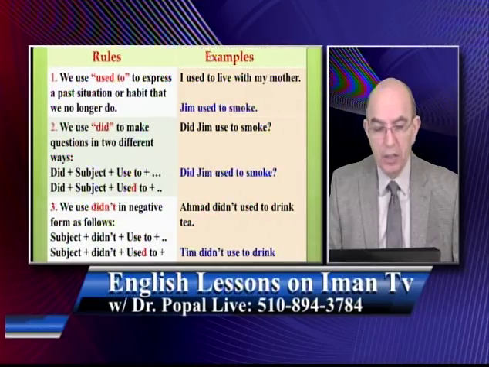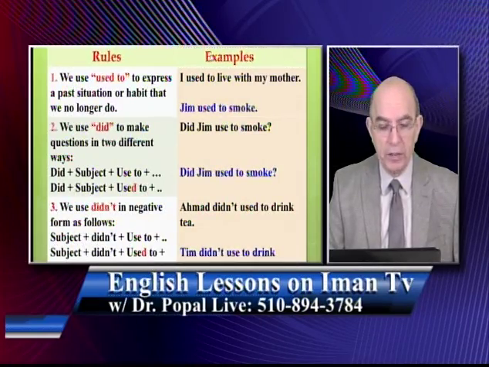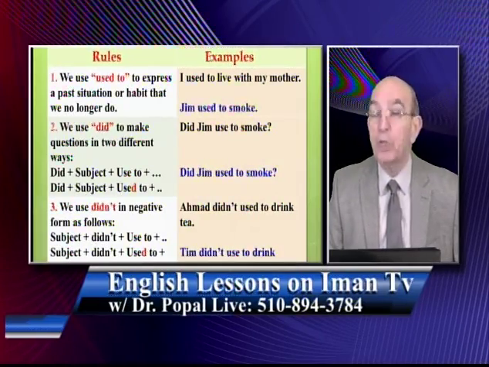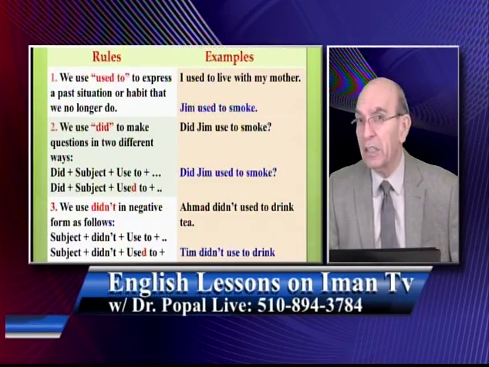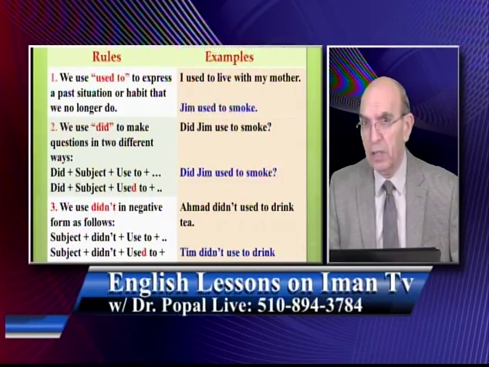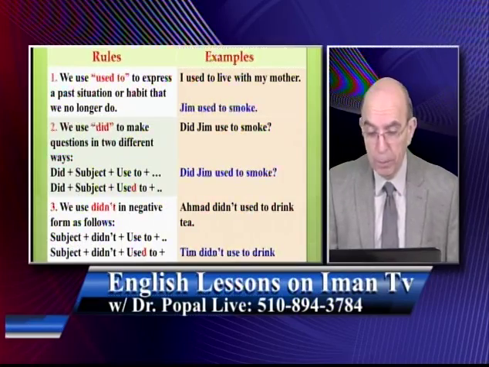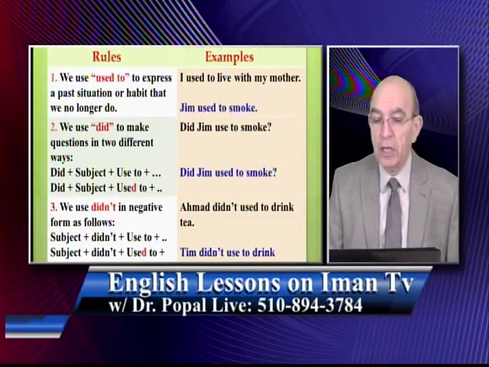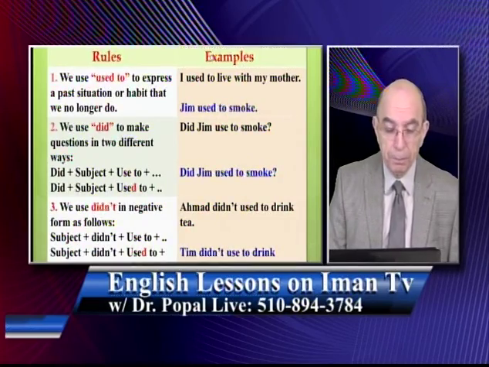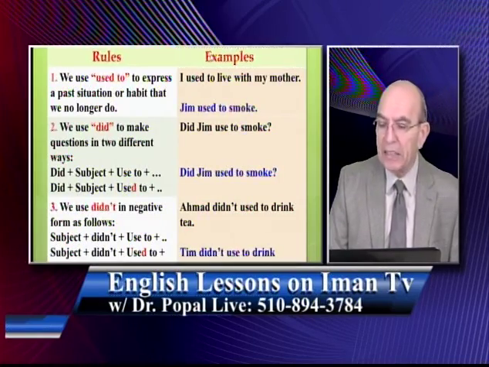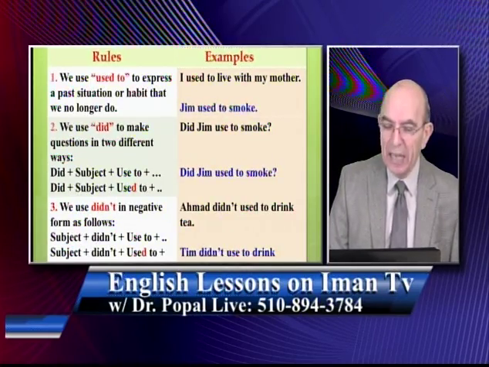We use did to make the question in different ways. Did plus subject plus used to. So sometimes you keep the D there. But the correct grammatical form is not to use the D, because we studied that we don't use the D when we use did. So did Jim used to smoke is one of the answers, or then did Jim use to smoke is the other answer. We use didn't in negative form. So we say what? Ahmad didn't used to drink tea, or Tim didn't used to drink coffee. Again, using the D in used to after didn't is optional.